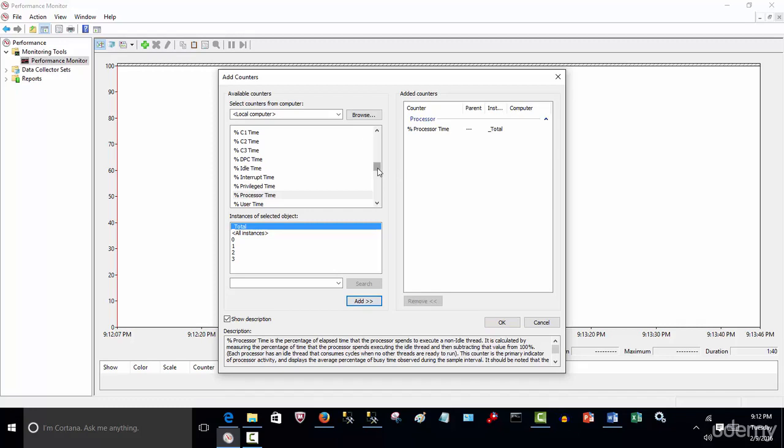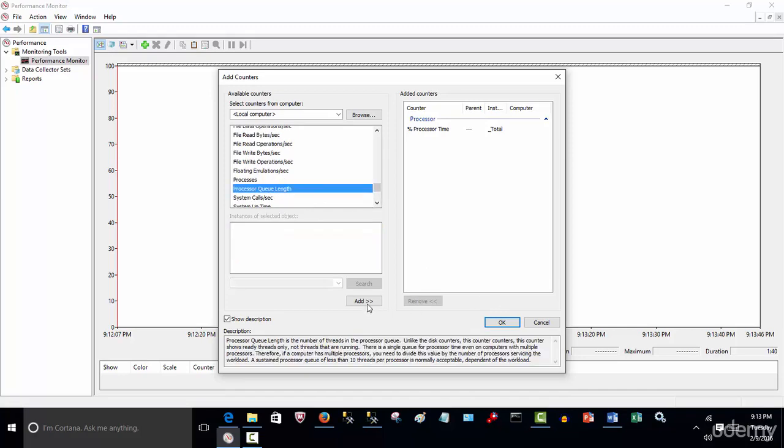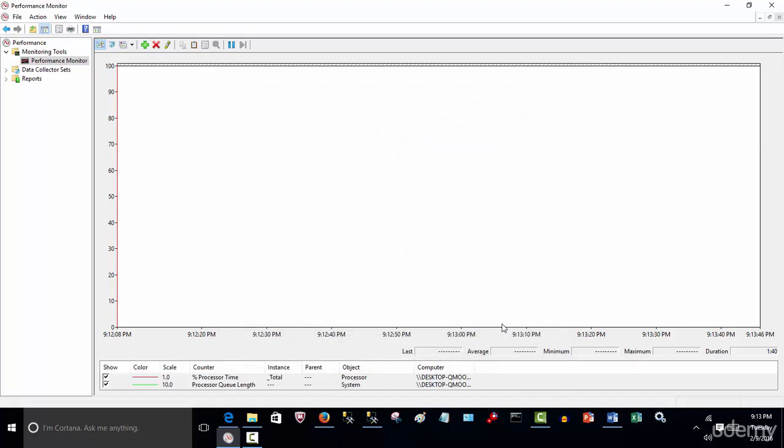The other thing we look at is System. So scroll down, S-Y, System. There it is. So there's the object, expand it. The one we want to look at is processor queue length, and go Add, and then go OK. And now you have a live reading of both of these two counters.